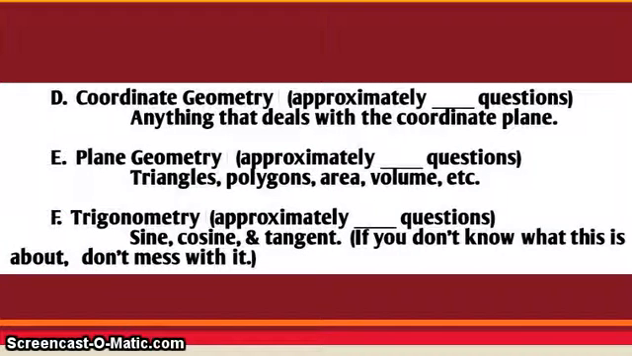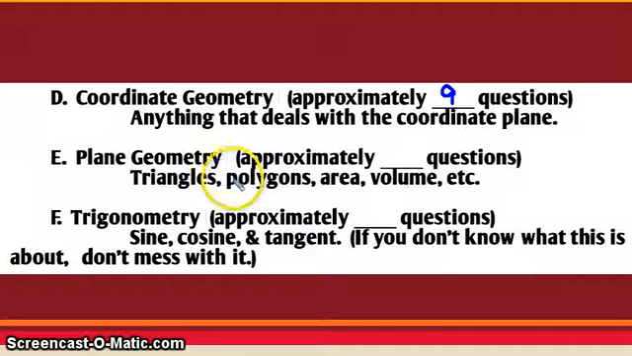Now, we have D here. D, coordinate geometry, which is approximately, let's see, how many questions was it? My notes say that there are approximately 9 questions from coordinate geometry, basically anything that deals with the coordinate plane. So we could throw some triangles on a piece of graph paper. We might put parabolas, anything that deals with a graph is your coordinate geometry. So that kind of is a mixture of algebra and geometry. So there's another 9 questions.